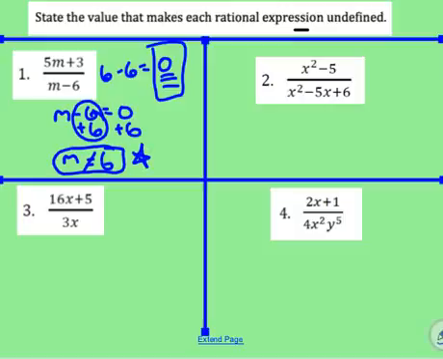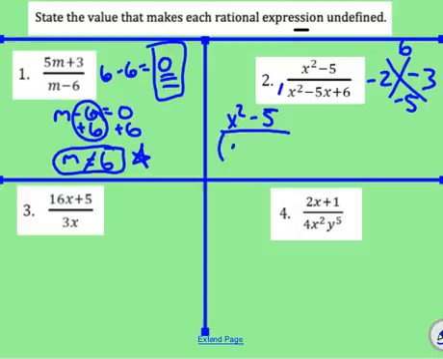Now, when we go to number 2, this is a 1. If I guess and check, this is a 6. 1 times 6 is 6. This is a negative 5. So I would need negative 2, negative 3. So what I would do there is I'd probably rewrite the problem: x squared minus 5x plus 6 equals x minus 2 times x minus 3.